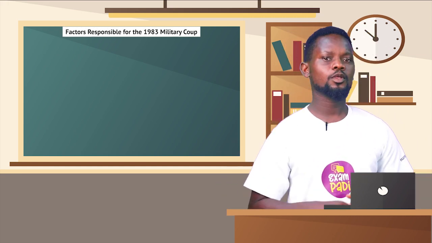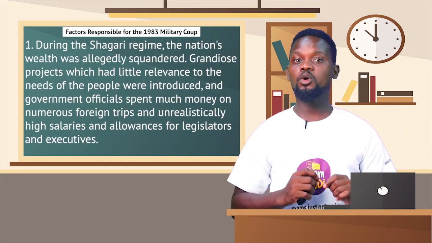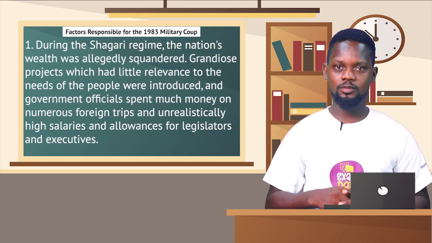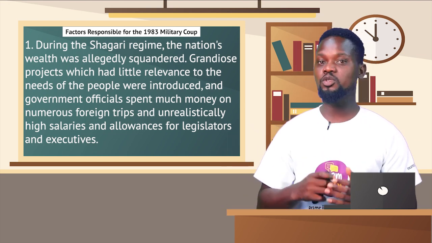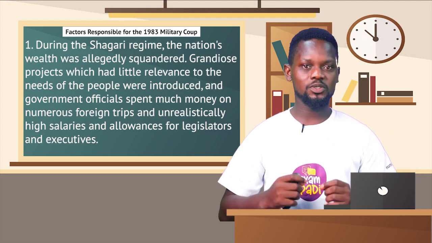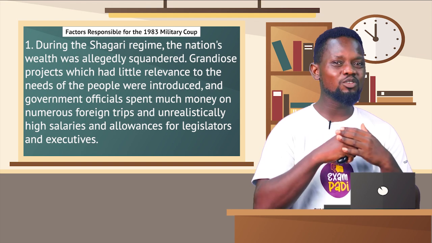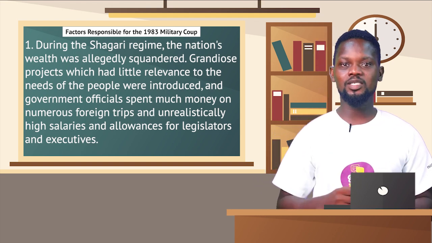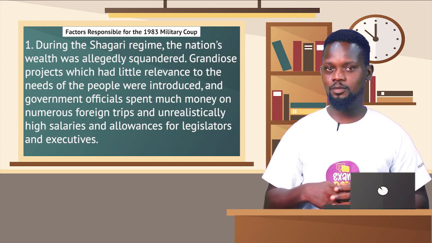Number 1, during the Shagari regime, the nation's wealth was allegedly squandered. Grandiose projects which had little relevance to the needs of the people were introduced, and government officials spent much money on numerous foreign trips and unrealistically high salaries and allowances for legislators and executives.